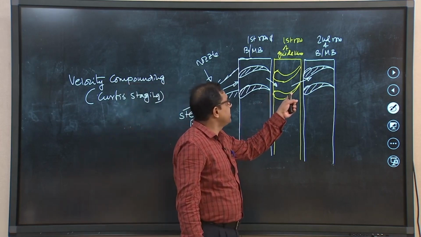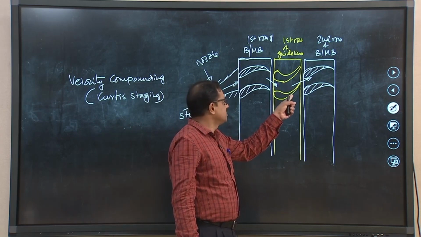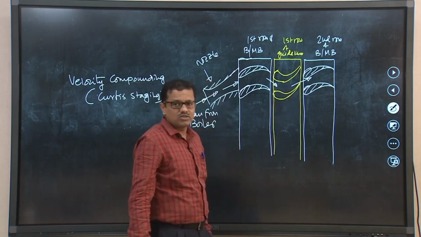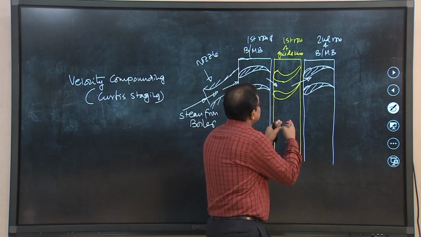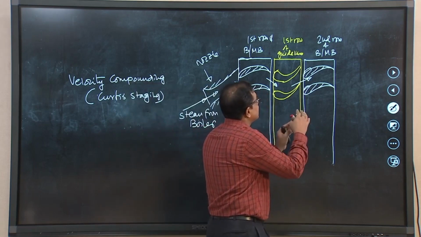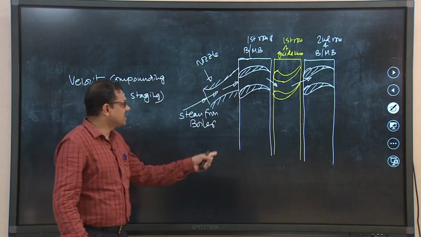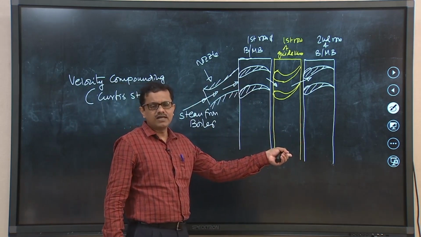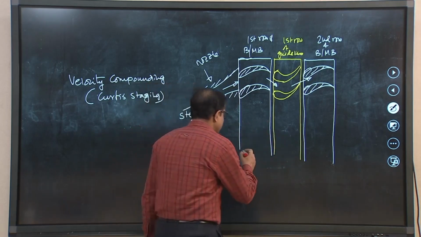The guide vanes, the first row of guide vanes, which is placed in between two rows of moving blades. That means the first row of guide vanes and the second row of blades, these two form another stage. So, basically this is a two stage turbine. What we can understand, now let us draw the pressure velocity diagram.